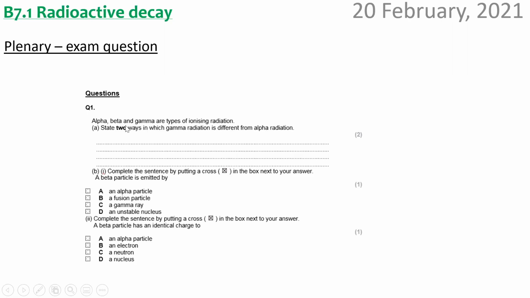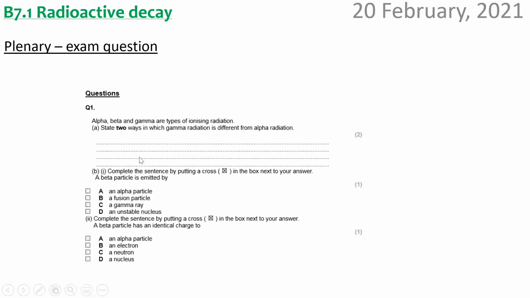Okay, so this is a real exam question. Alpha, beta, and gamma are types of ionizing radiation. State 2 ways in which gamma radiation is different from alpha radiation. There are lots of different ways it's different. It's only 2 marks, so you only have to say 2 things, like it says. You could say alpha radiation is a particle, gamma radiation is a wave or form of electromagnetic radiation. You could say gamma radiation has no charge, but alpha radiation has a positive charge. You could say other things about its penetrating power, or about ionizing, lots of things. You only have to have 2 there.